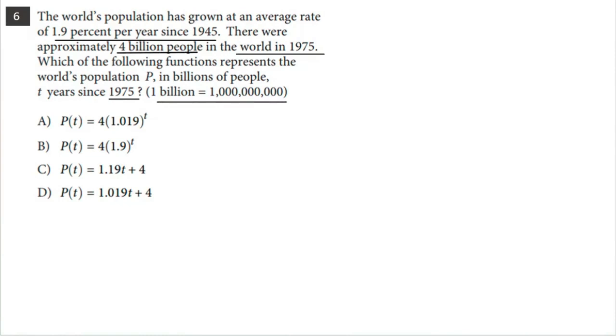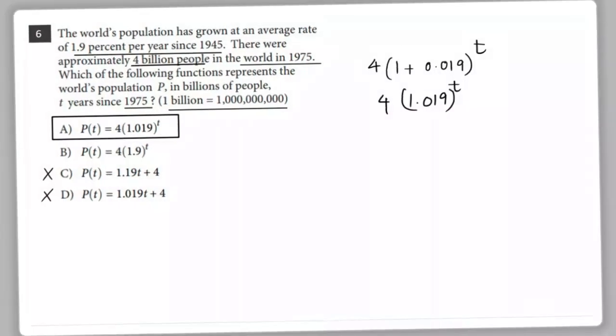So, I know clearly that C and D are incorrect because have you noticed these are just linear functions? Population models are never linear, they are exponential functions. So now one of A and B is correct. Let's see which one is correct. So 4 is the initial value, which is in the correct place for both functions. And 1 plus 1.9%, if you divide by 100, becomes 0.019, to the power of t. So this becomes 1.019 to the power of t. So I know that A is the correct answer.